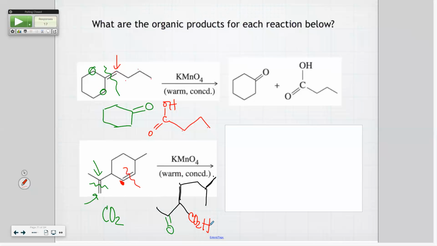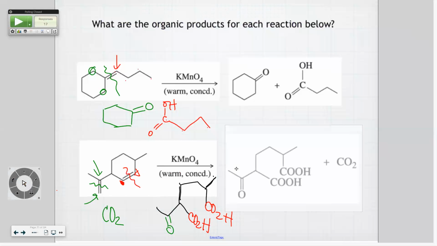Okay, what about this carbon up here? I'll make it the triangle carbon. What do I get from that one? How many R groups are on there? One. So this carbon is going to become the carboxylic acid. Now here it is looking vaguely normal. Every carbon of the double bonds is gone. They are changed into something with a carbonyl on it.